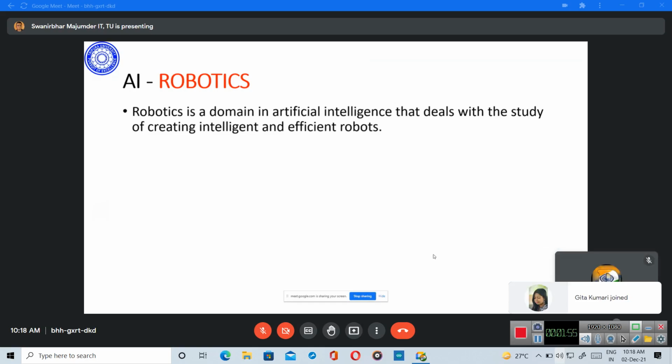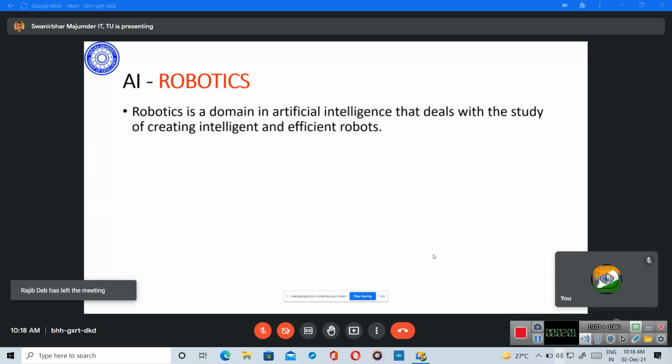So starting off, robotics is a domain of AI, and obviously if you want to build robots, you have to give them a brain, and that cannot be a simple computer dealing with the brain. Otherwise it will be a computer which is moving the things, it will not be a robot. So we want to include some AI in that, so that we can make intelligent and efficient robots.